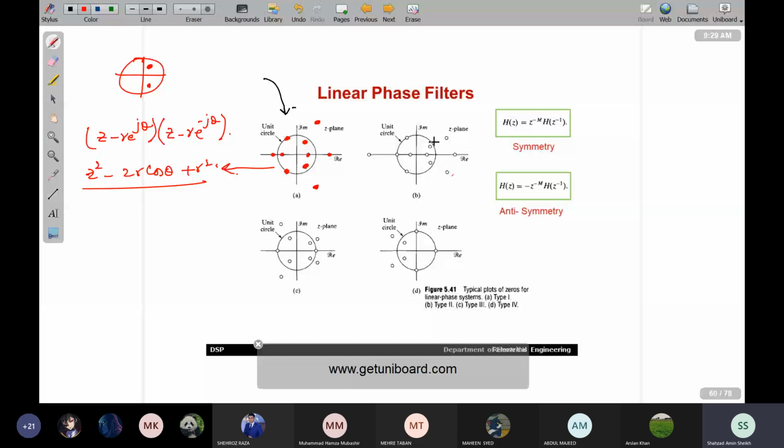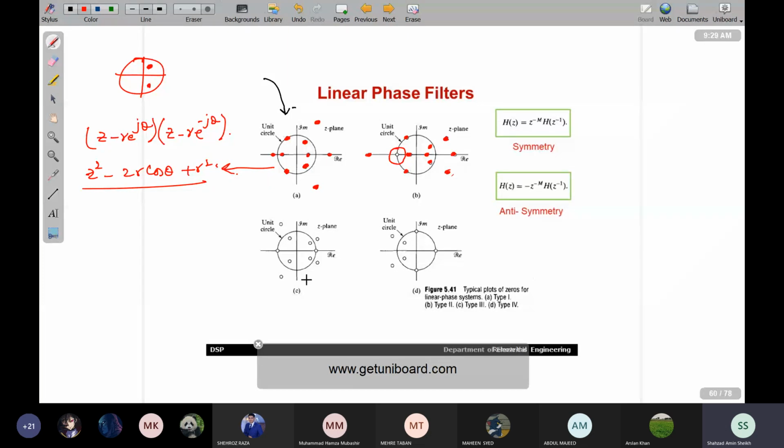अगर आप इसको देखें, अगर इस जीरो को देखें तो that is coming from a group of 4 zeros. अगर इस जीरो को देखें तो इसका पेयर ये रखा हुआ है. अगर इस जीरो को देखें तो ये इसका जीरो रखा हुआ है और अगर इस जीरो को देखें तो इसका पेयर ये रखा हुआ है. There was a restriction on type 2 filter that there must be a zero at z is equal to -1. So there is a zero. From here we can indicate कि ये type 2 filter है.